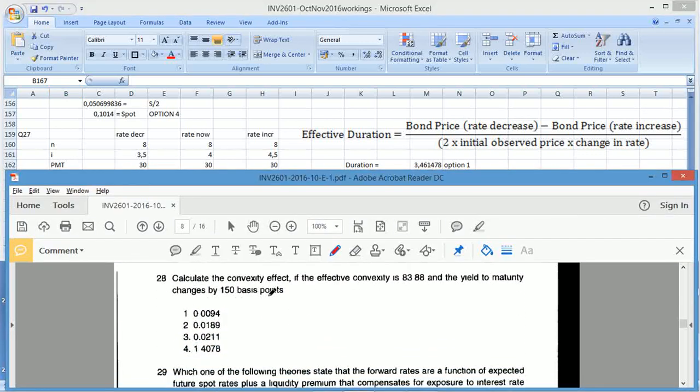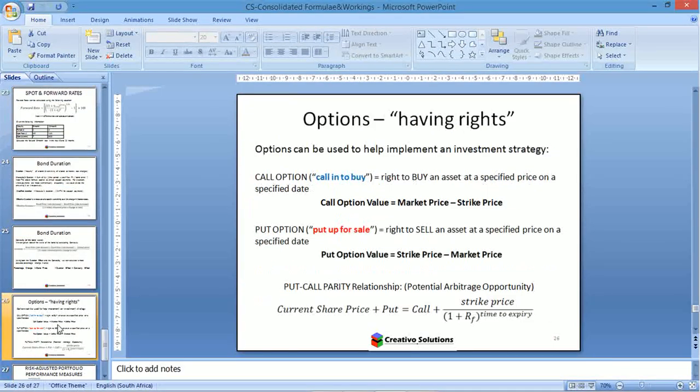Question 28. Calculate the convexity effect if the effective convexity is 83.88 and the yield to maturity changes by 1.5%, in terms of percentage. So they want to know the convexity effect given the effective convexity and the yield change. Where's my equation for convexity?